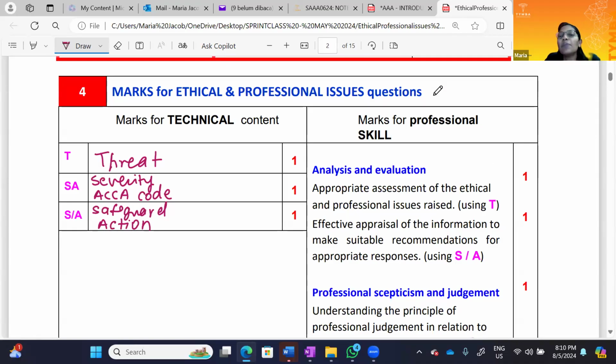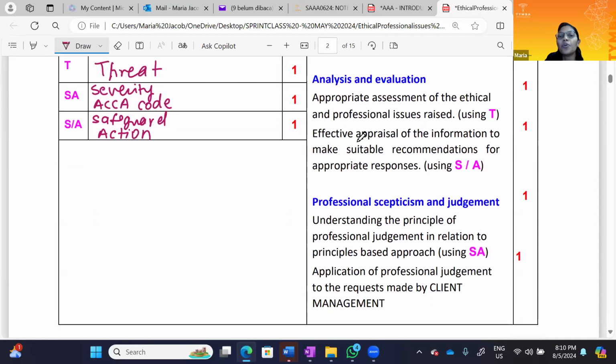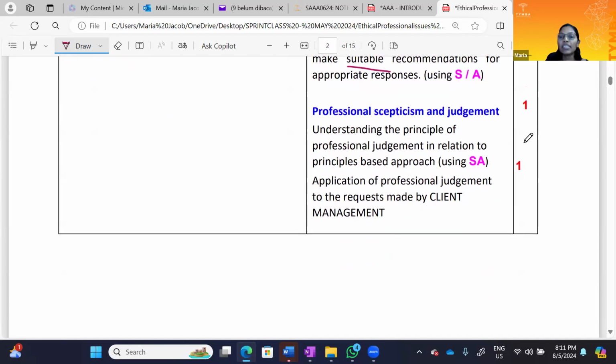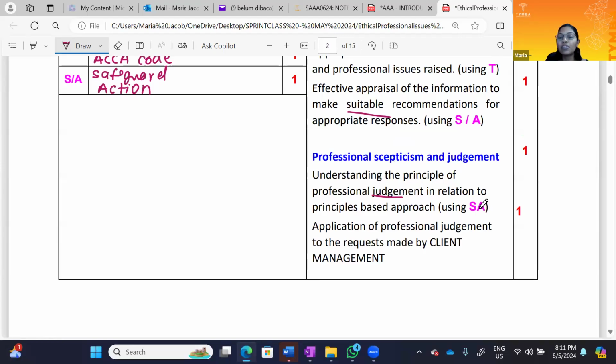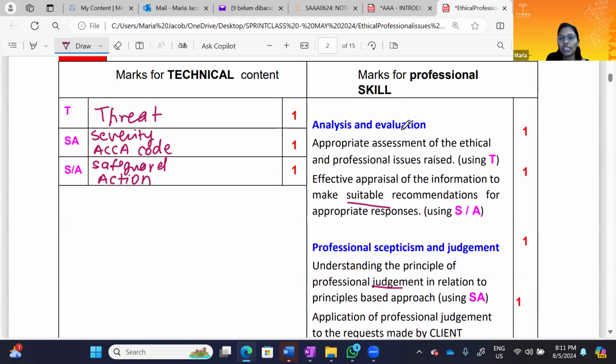Okay, so how do we earn professional skill marks as we earn the technical points? When you identify the right threat, you should be able to earn an analysis and evaluation mark. When you can give a suitable recommendation, in the form of a safeguard or action, you earn another mark on the professional skills side. When you exercise professional judgment in terms of the severity of the issue, you can get another 1 mark for professional skills.